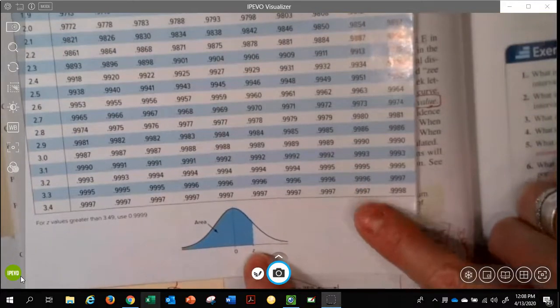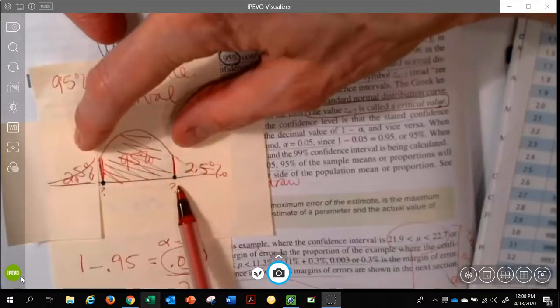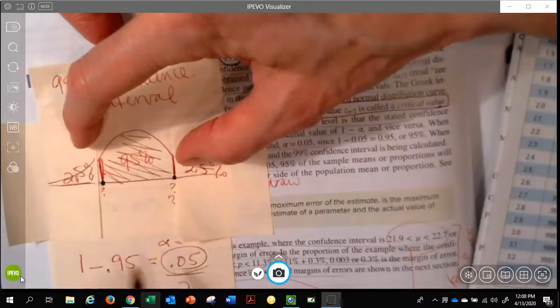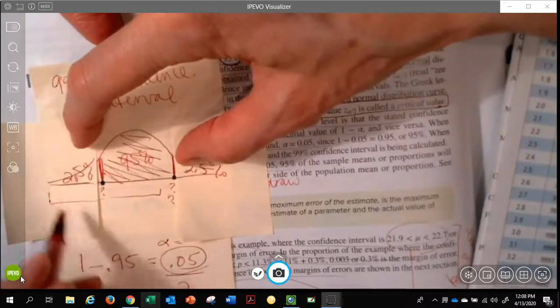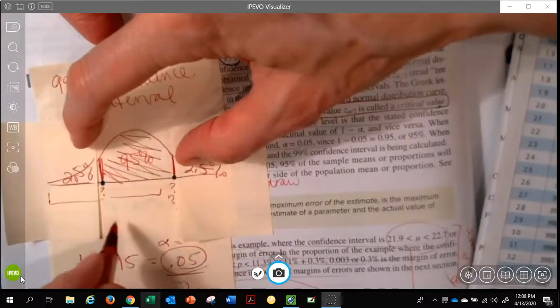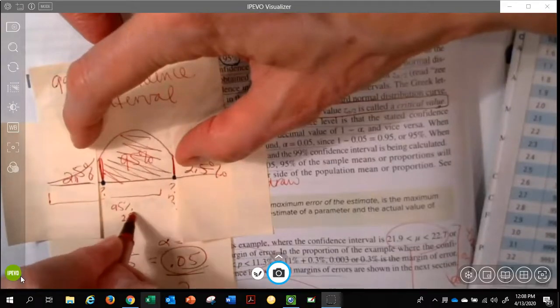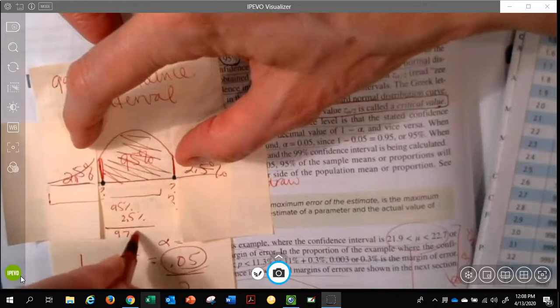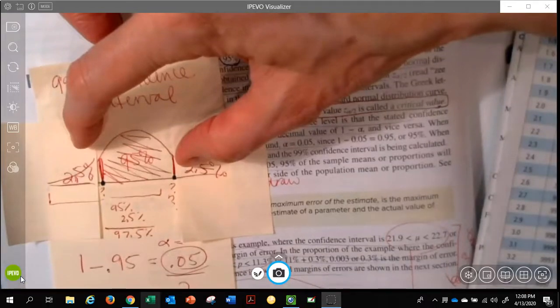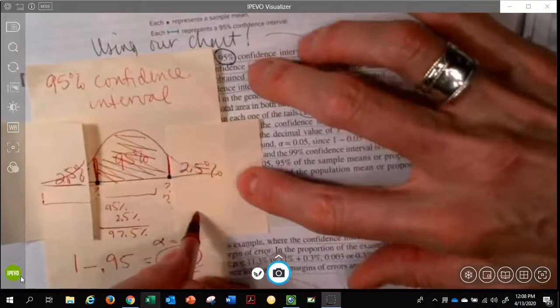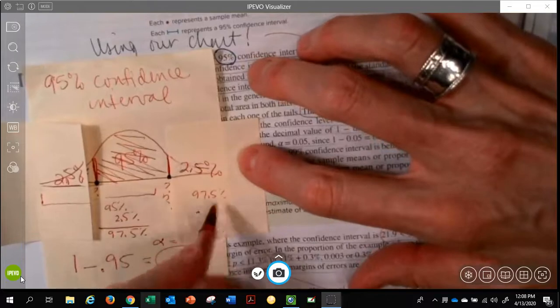So I prefer finding the one over here, but it would work for either looking at what's going on right here or what's going on right here. I'm going to go ahead and play around with what's going on up here. And I have to have you agree with me that to get me all the way up to here, I had 95% plus half of the leftover, and that puts me at 97.5% to get me all the way up to here.